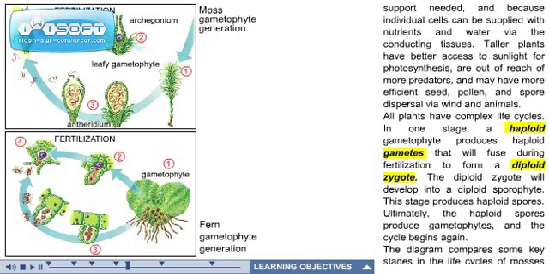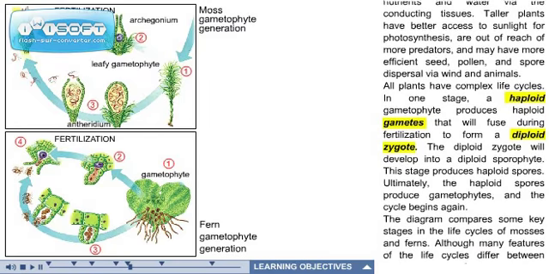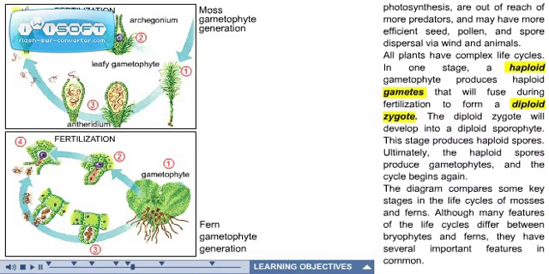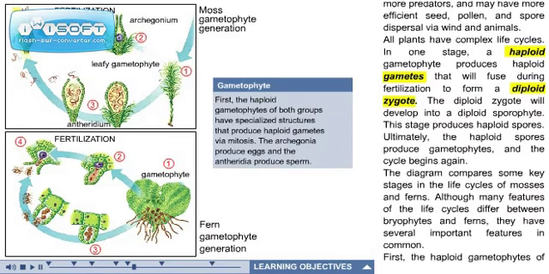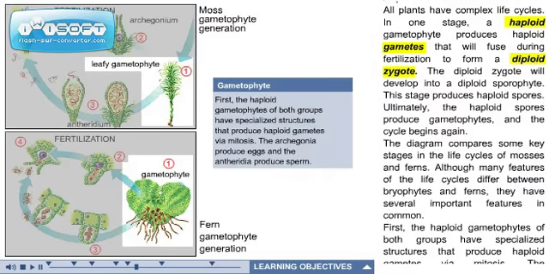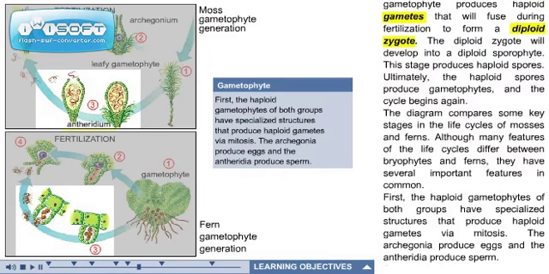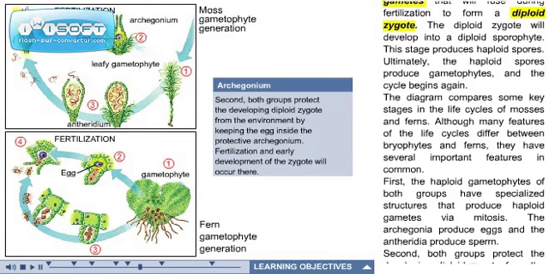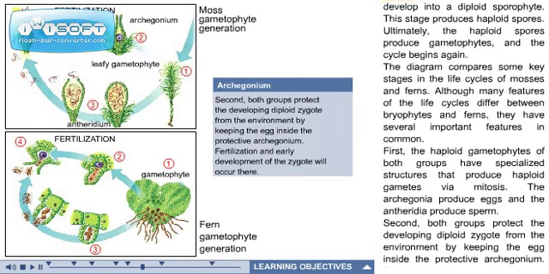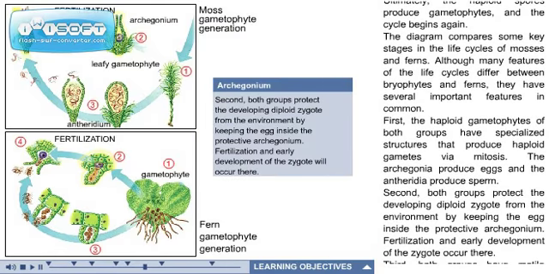The diagram compares some key stages in the life cycles of mosses and ferns. Although many features of the life cycles differ between bryophytes and ferns, they have several important features in common. First, the haploid gametophytes of both groups have specialized structures that produce haploid gametes via mitosis. The archegonia produce eggs and the antheridia produce sperm. Second, both groups protect the developing diploid zygote from the environment by keeping the egg inside the protective archegonium. Fertilization and early development of the zygote occur there.